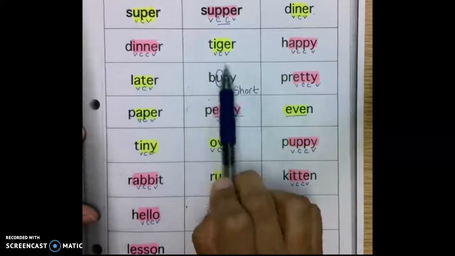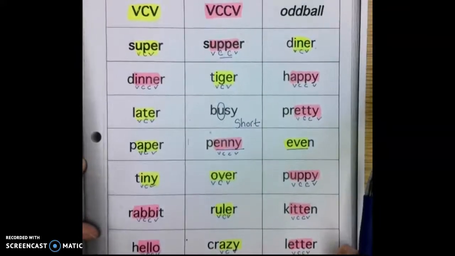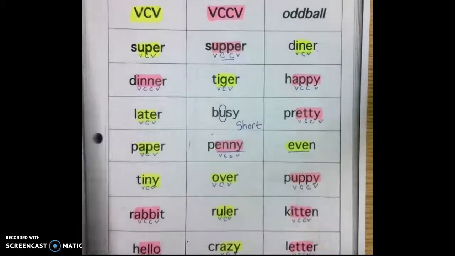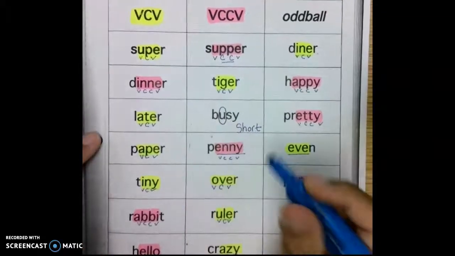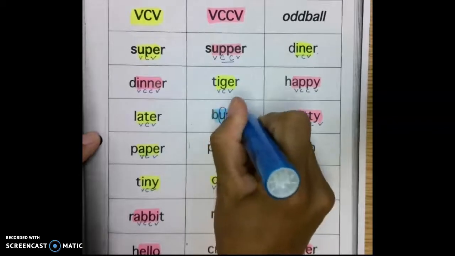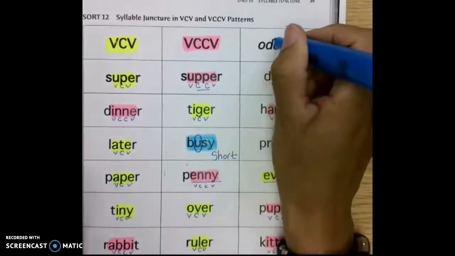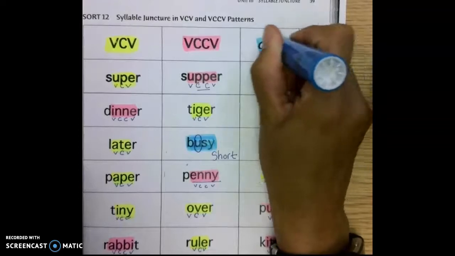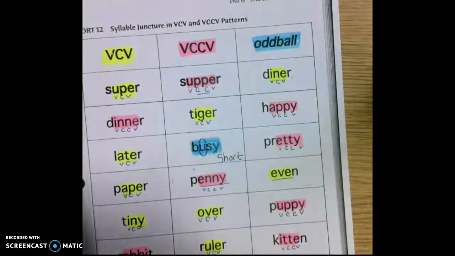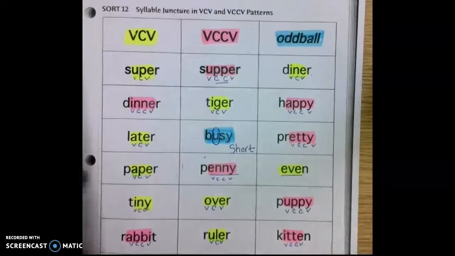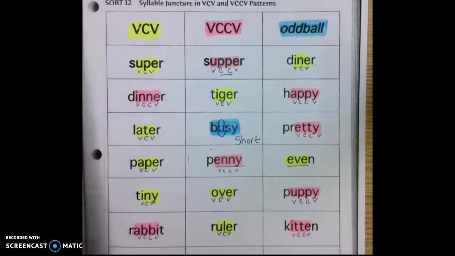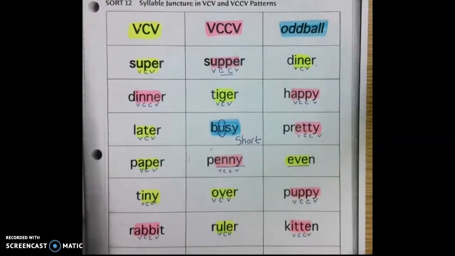And because this is a short sound, it does not technically fit in any of our sorts. So this one is your oddball. It is the only oddball of your sort. So I'm going to take my third color and identify my oddball. You are going to have 8 days between now and your test to practice your spelling. But I do want to show you what your test looks like first. Because if you know what to anticipate, you're going to know how to study to become a better speller.